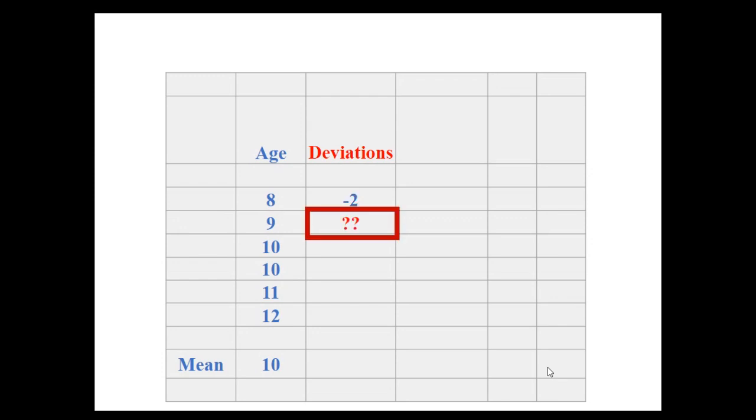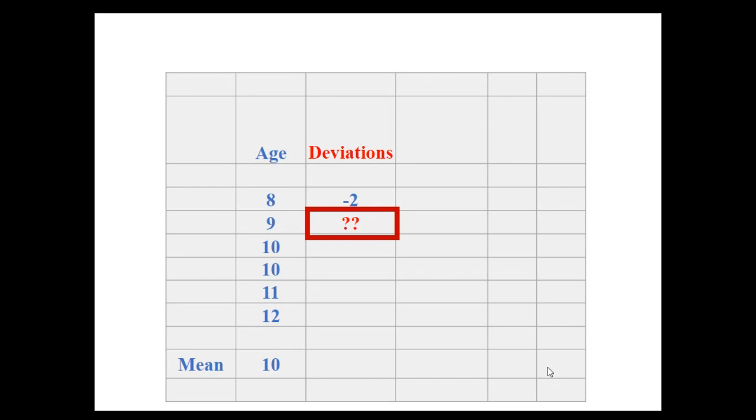Okay, so let's try it with 9. What is the deviation for a score of 9? Well, before we do that, ask yourself, is this deviation going to be positive or negative? Okay, give yourself points if you say it's got to be a negative deviation because 9 is less than the mean, which is 10. So since 9 is less than 10, its deviation is going to be negative.